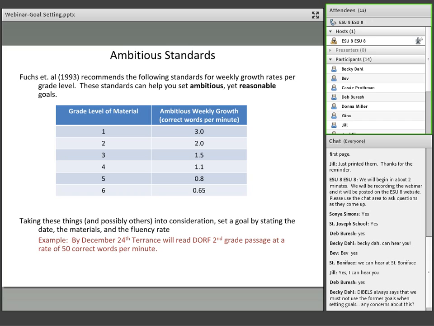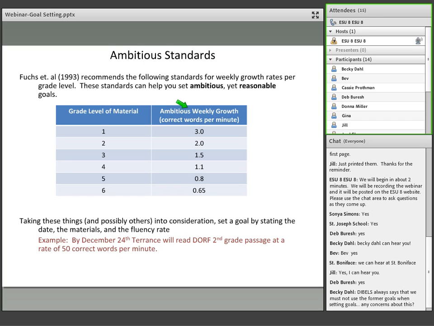Fuchs and Fuchs did a study in 1993 that showed us ambitious growth rates that we can expect students to make. So these standards will help us to set ambitious goals, but they're also reasonable because research has shown us that they are attainable. So for first grade students, on the left side of the chart, you see it tells you the grade level of the material. And then on the right side is where we're looking at the amount of growth that we could expect per week, in correct words per minute.